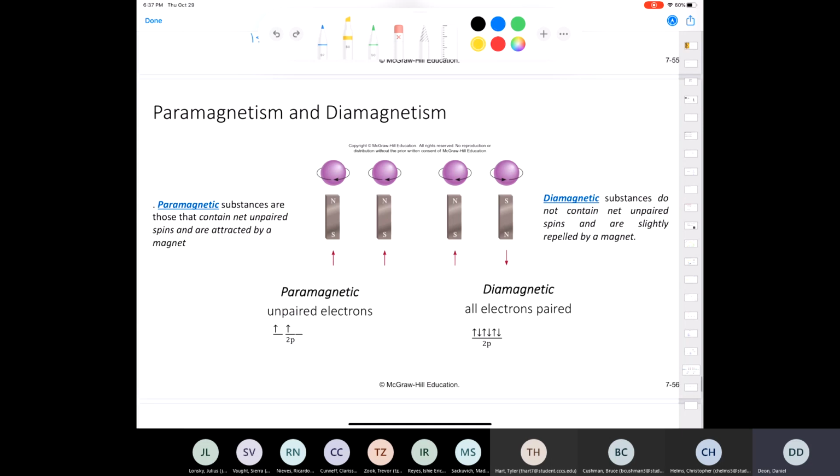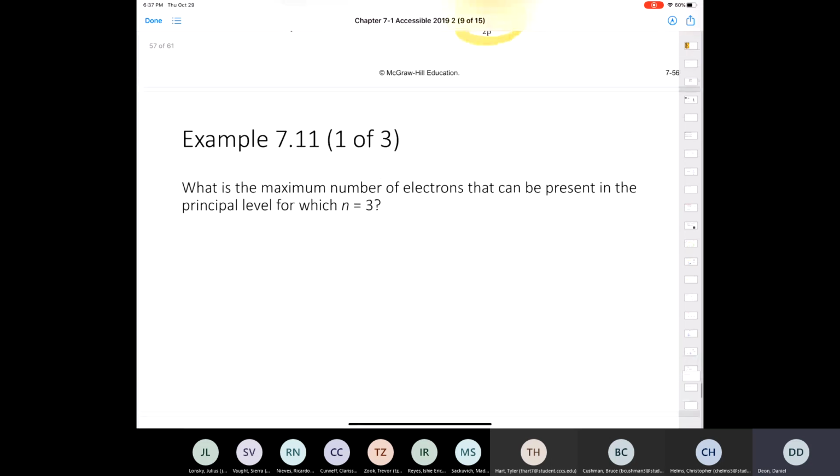If you have all of your orbitals filled with electrons, all the electrons are paired up, that's called diamagnetism. That would mean that your atom or your ion is diamagnetic, and that means that it's not going to be attracted to a magnet. In fact, it's going to be slightly repelled by a magnet. So you need to be fully aware of what a paramagnetic substance is and a diamagnetic substance is. All right, let's try another practice.